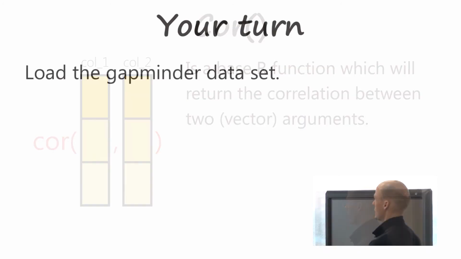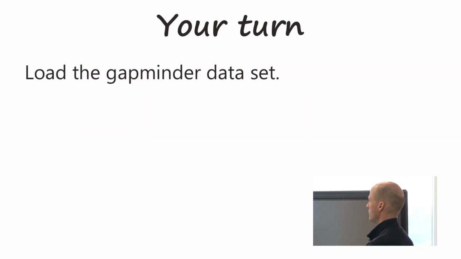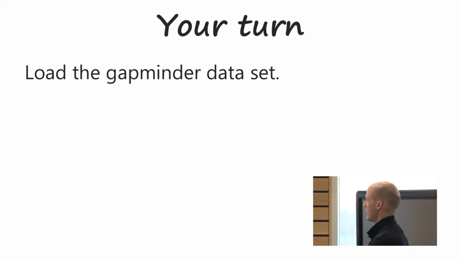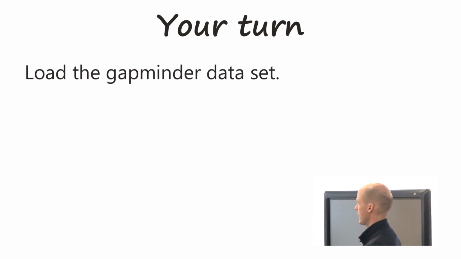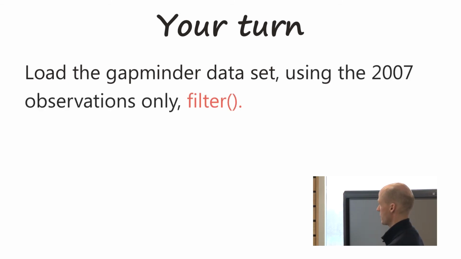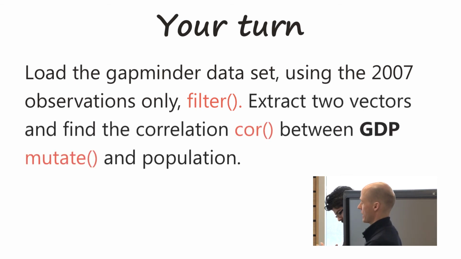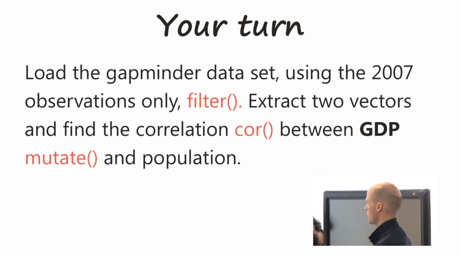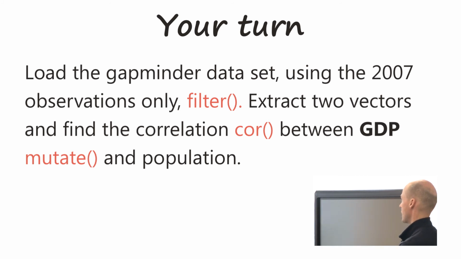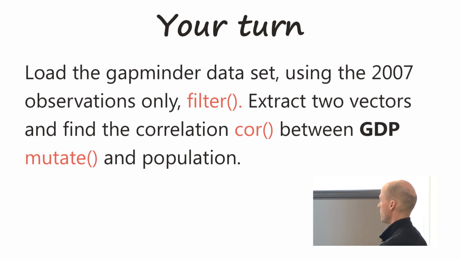Now it's your turn to have a go at getting a bit more familiar with what's going on. You'll be able to load the Gapminder set again using library. We just want data for 2007, so you're probably going to need to use filter. And then you're going to need to extract a vector, or two vectors, to find the correlation between GDP. Again, we found that we couldn't get GDP without doing some mutating. So find the correlation between GDP and population.